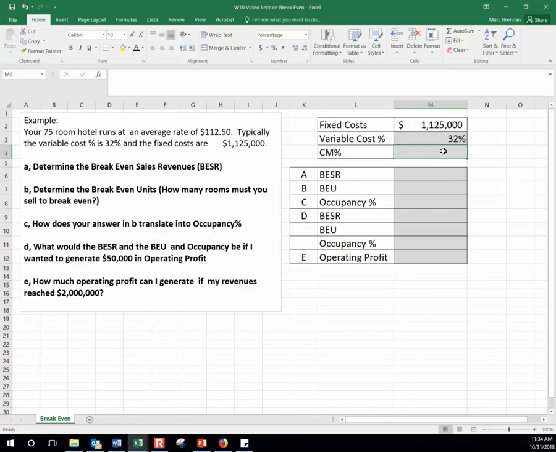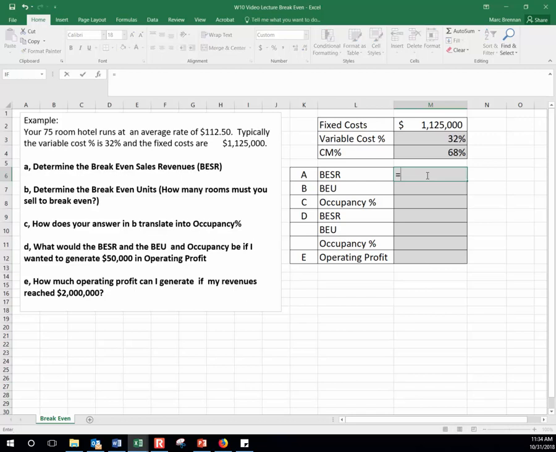Contribution margin percentage: remember that it's going to be 100% minus whatever your variable cost percent is. So 32%, and whatever is left over. That means for every dollar of revenue that I have, 32 cents of it goes towards variable costs and 68 cents goes towards contribution margin. So that's my fixed expenses and my operating income. Now we can start to discover what our break-even sales revenue is.